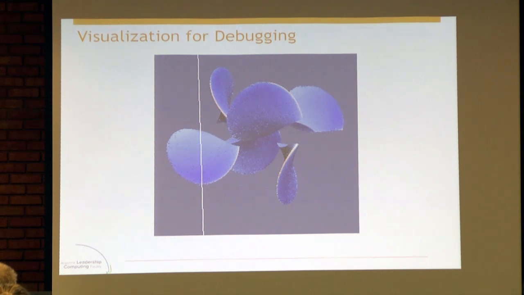They were confused because they were running their simulations and getting results that they weren't expecting. So they asked me, hey, can we use the same visualization stuff that we developed for the blood flow for this propeller stuff and kind of figure out what's going on?